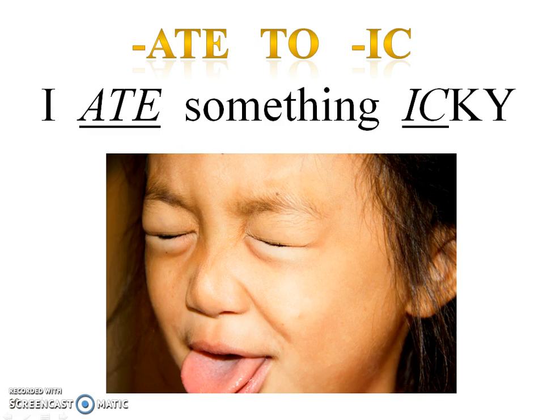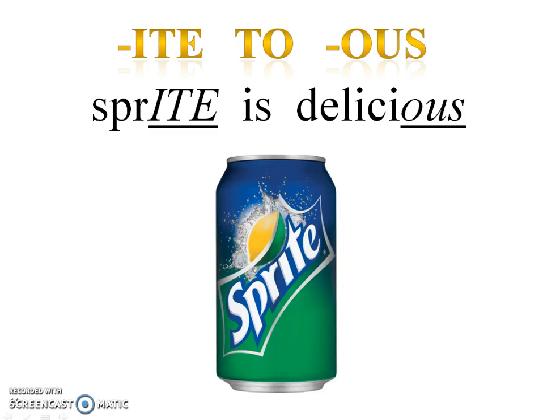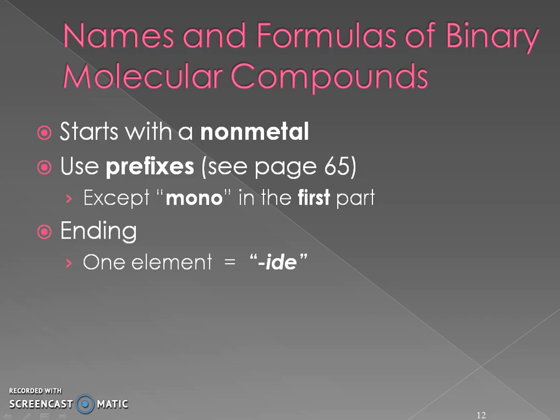And here's a quick, cute way to remember it. Ate to ic, because I ate something icky, and ite to ous, because Sprite is delicious. So somebody a couple years ago gave me that little mnemonic, so I figured I'd share it with you. That might be a way to remember.